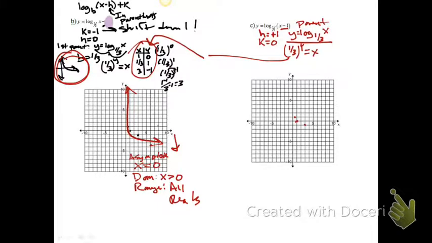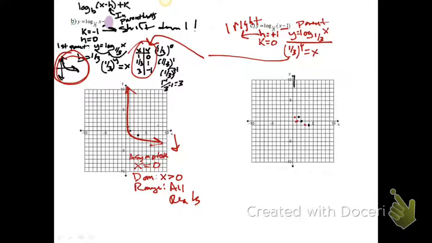Now, however, there's a horizontal shift. If the h value is 1, that means we have to go 1 to the right. So I'm going to take all of these coordinates and I'm going to draw it in black maybe this time. My final points, if I shift all of these guys 1 to the right, that first coordinate at 1/3, 1 goes there. 1, 0 becomes 2, 0. That coordinate becomes that coordinate.